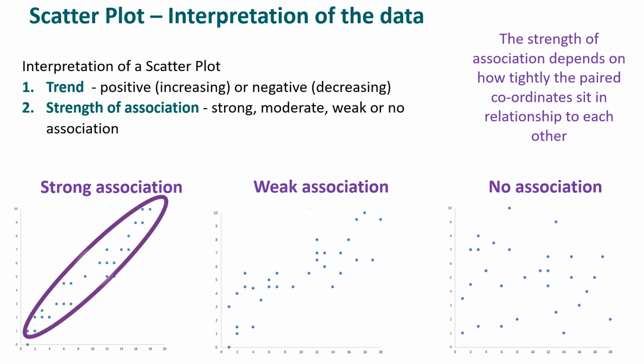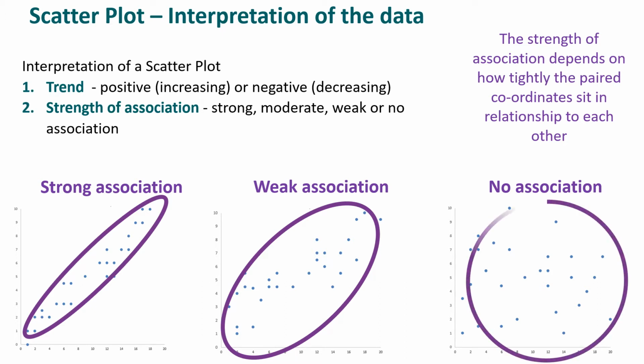The first one is showing strong association where the data points are close together. The next example is of weak association in the data where there's more spread in the data points. And the third is an example of there being no association.